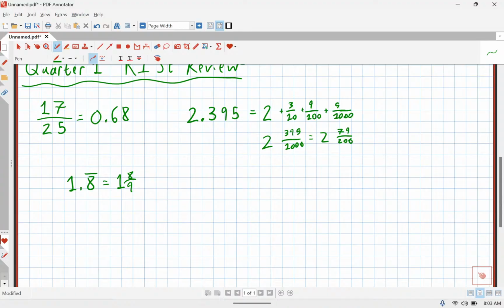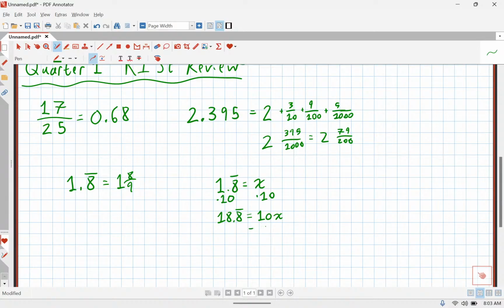Put your pencils down. I'm not going to make you write this. But I want you to look at it. 1.8 repeating is equal to x. And x is going to be the fractional version of what I want, okay? Now, what you do here is if you multiply both sides by 10, then I get 18.8 repeating equals 10x. Is that okay, guys? You might be wondering why the heck I'm doing this, but I'll show you why.